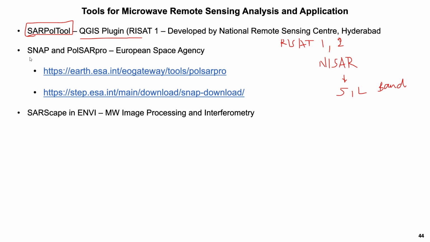And if you are using Sentinel data, you can use the SNAP Toolbox. These are open source softwares. You can try. PolSARpro is also another tool that is developed by the European Space Agency. These are the links for the download. And for the SAR pole tool, I was not able to find the link. I will put it up whenever I get it. And SARscape in ENVI, ENVI is a commercial software. It's not open source. You need to pay for the software, only then you'll be able to do the analysis.